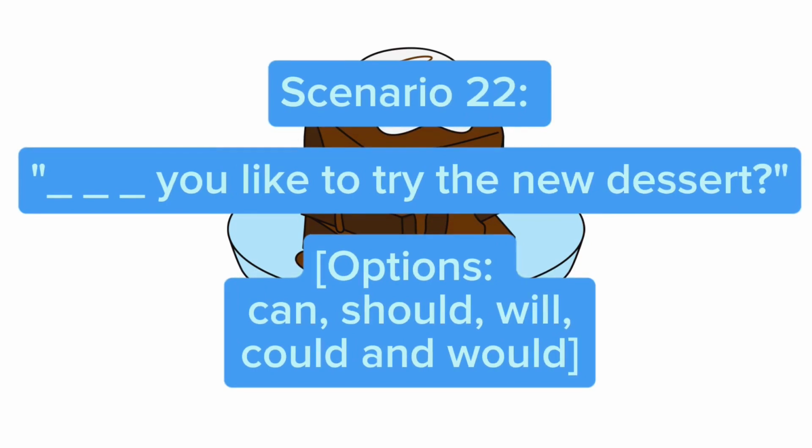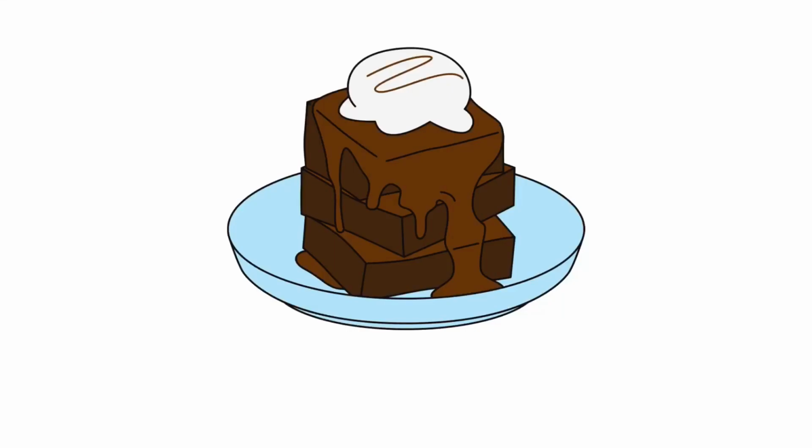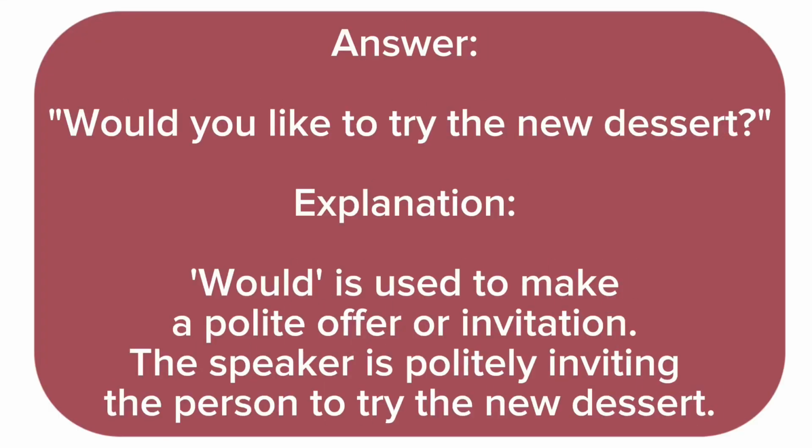Scenario 22. You like to try the new dessert? Options: can, should, will, could, and would. Answer: would you like to try the new dessert? Explanation: would is used to make a polite offer or invitation. The speaker is politely inviting the person to try the new dessert.